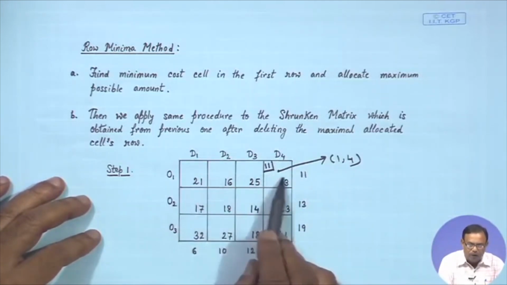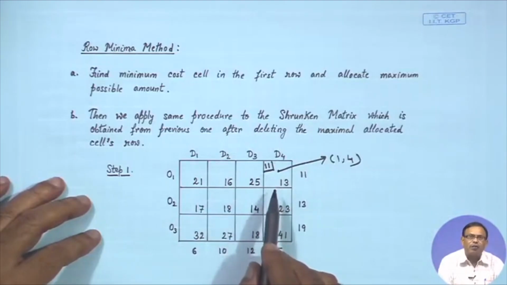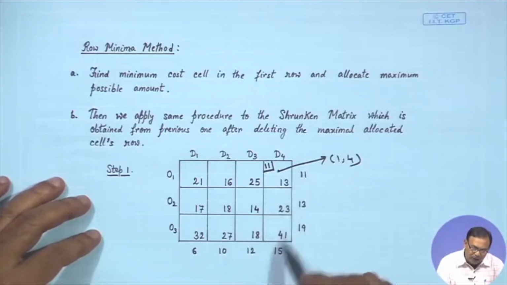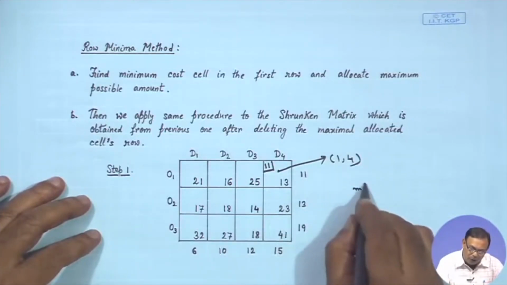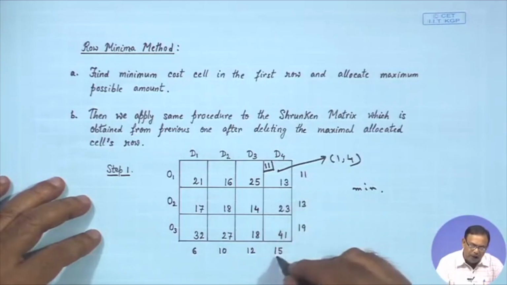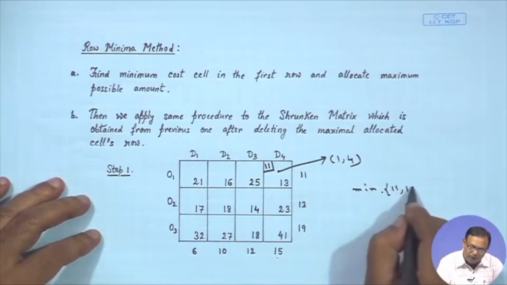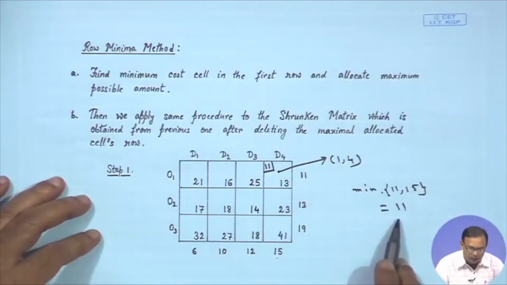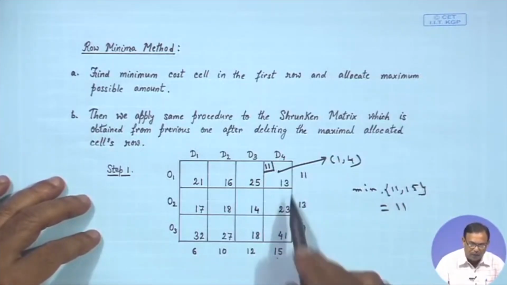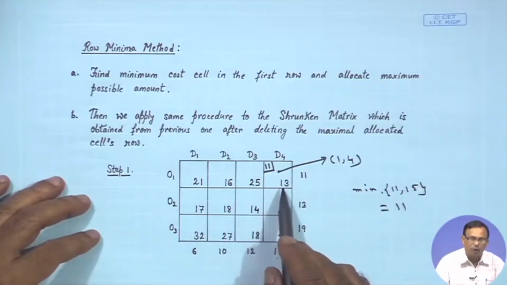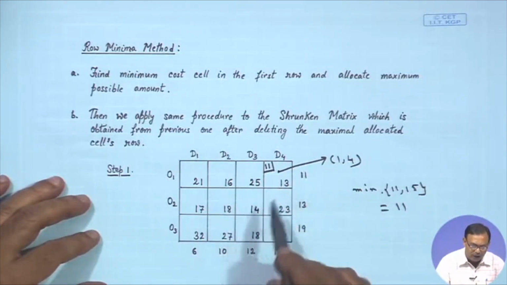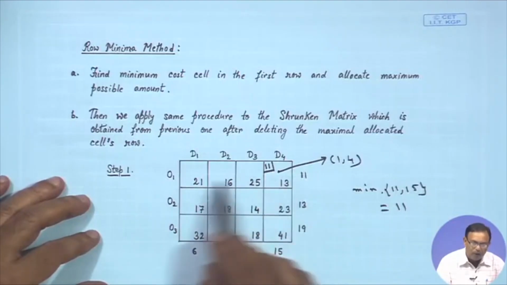So, in the first row you are finding the cell which has the minimum cost, and there you are allocating the minimum of what? Minimum of this availability and the demand, that is the minimum of 11 and 15, and you will get 11 over here. So, basically you are allocating the minimum of A i comma B j to the cell which has the lowest cost in the first row. Now, when I go to the next table, I will remove this particular row.